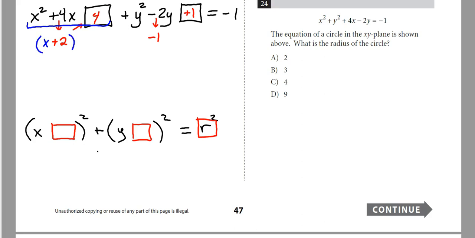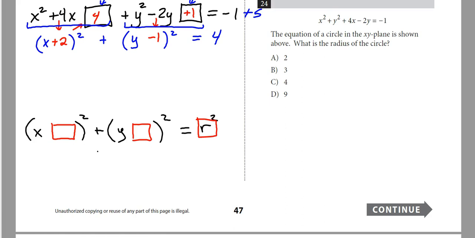It's x plus 2 squared when you factor it. Plus, well, this expression is y minus 1 squared. And then I have to be careful right now because I just added 4 and I added 1, for a total of 5 to the left-hand side of the equation. So I also have to add 5 to the right-hand side of the equation, which is -1 plus 5, giving me a 4. So now I kind of see what's going on here.